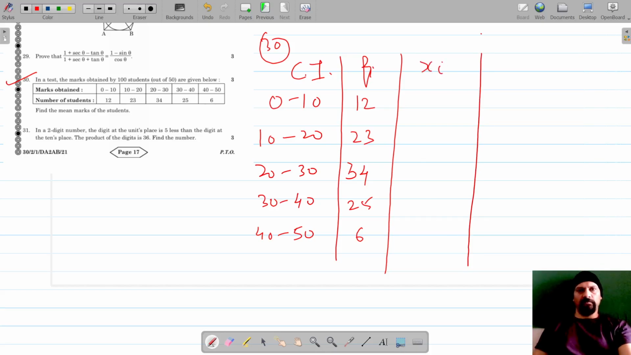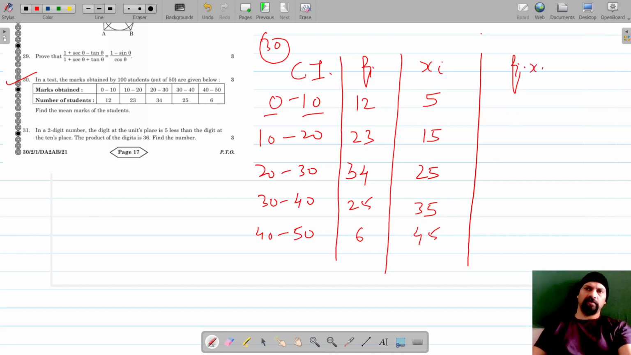upper limit plus lower limit divided by 2. So 0 plus 10 is 10, divided by 2 is 5, 10 plus 20 is 30, divided by 2 is 15, and after that it's 25 and 35, and last one is 45. I'm going to use the direct method. So let's find the product of the frequency and the class marks.